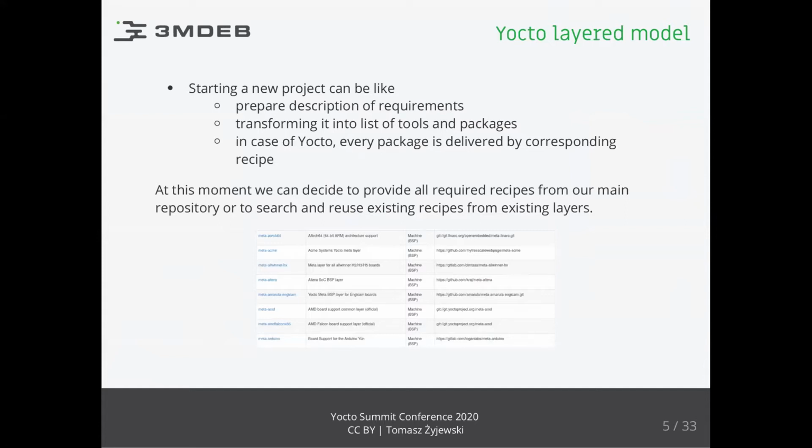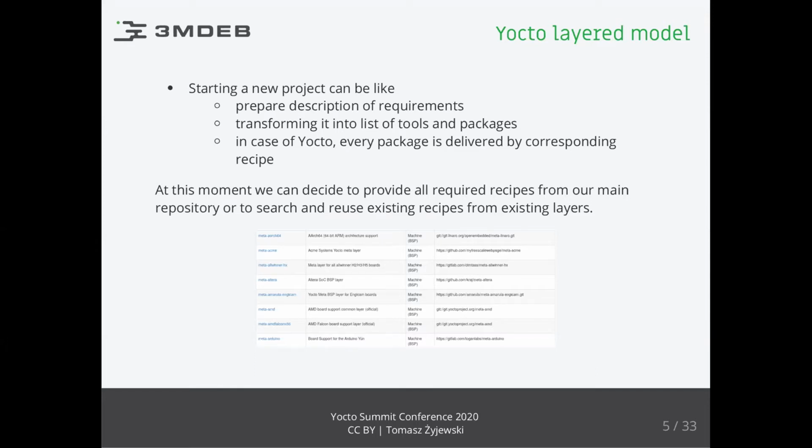Okay, so let's make some introduction to the problem and recall some basics. Assume we are starting a new project and we need to prepare a system for a new platform. The beginning of the work with the Yocto project can be described as follows. First we need to prepare a description of requirements which our embedded system has to fulfill. Then we transform these descriptions into a list of tools and packages we want to install in our image. And as we know, in the case of Yocto, every package is delivered by a corresponding recipe.